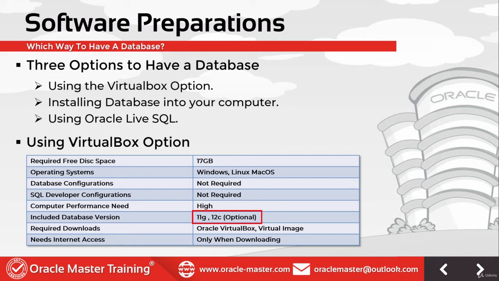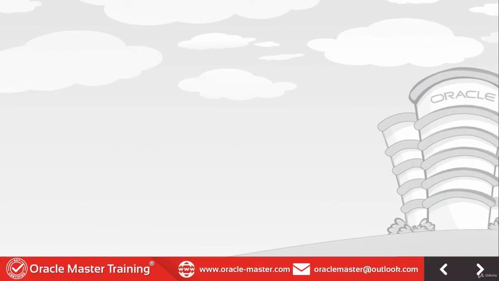We have 2 options. You can select the 11G option or the 12C option. You can select one of them. The required downloads are Oracle VirtualBox and the Virtual Image. You need to have internet access only when downloading the VirtualBox and Virtual Image. After that, you don't have to connect to the internet. So let's pass to the second option.